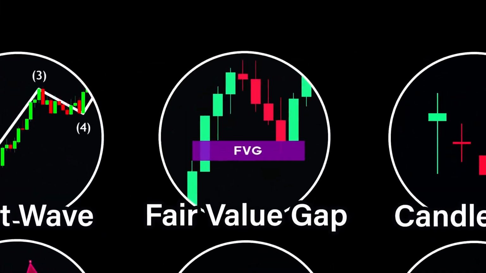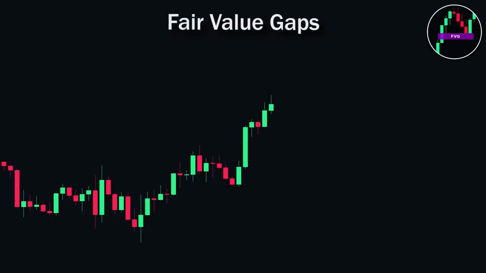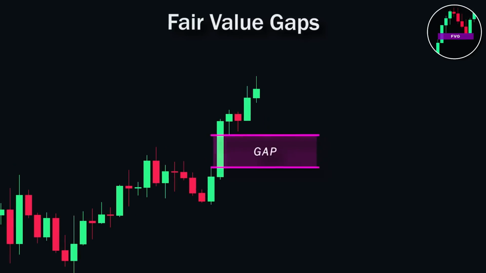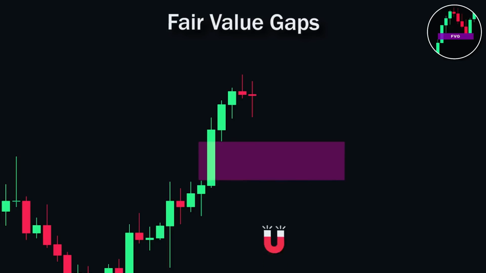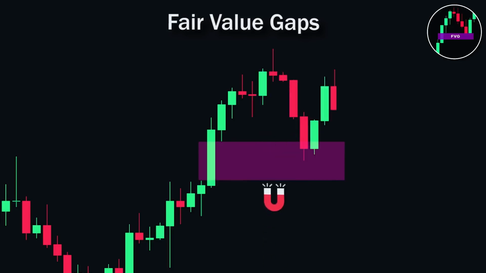Fair value gaps: a fair value gap occurs when a candle forms a significant gap due to an imbalance of buying or selling. To find a fair value gap, you first need to find a candle with a large body, then draw a rectangle at the gap placed between the previous candle's wick and the next candle's wick. This level now acts as a potential magnet where price may revisit before continuing its movement.